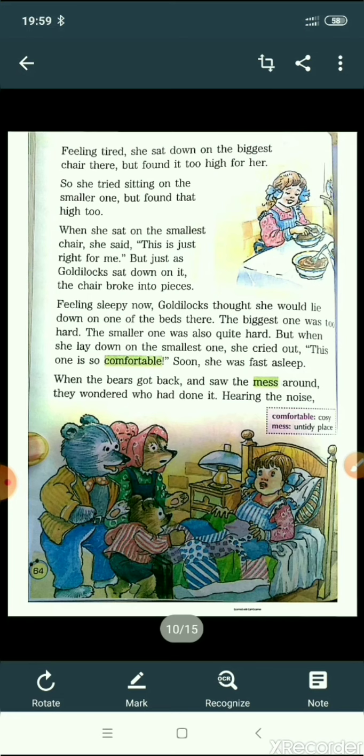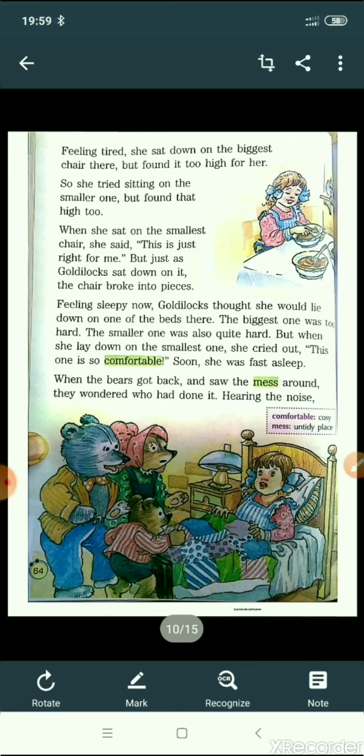Then she decided to sit on the third chair, the smallest one, and that was of the perfect size for her. But as soon as she sat on that chair, the chair broke into pieces. The smallest chair broke into pieces. Now, after eating porridge, as she was tired, she felt sleepy.